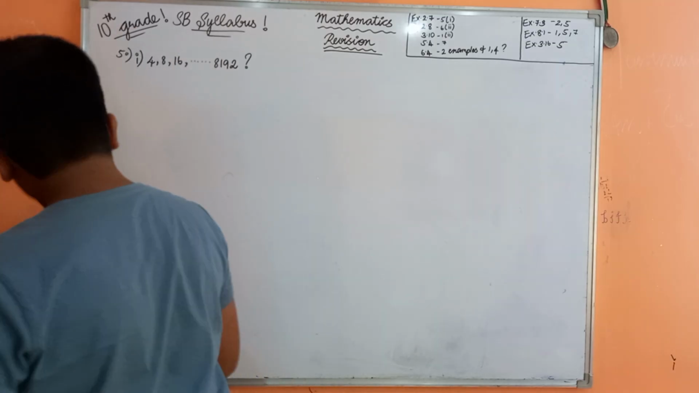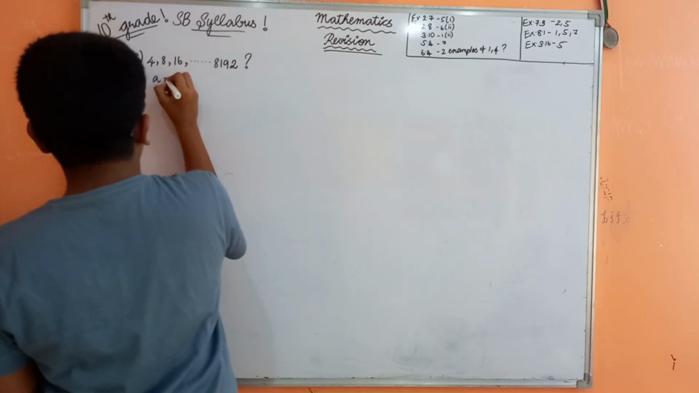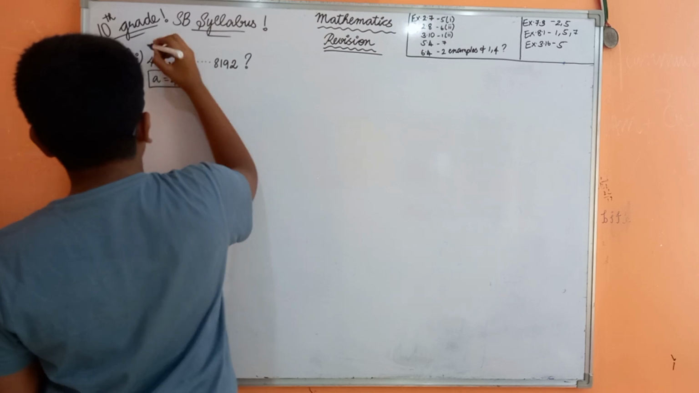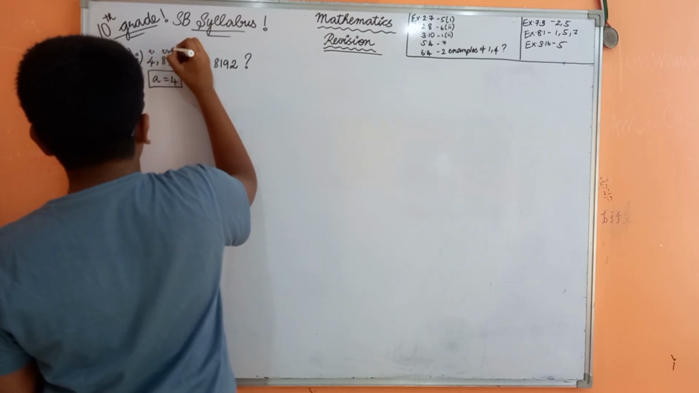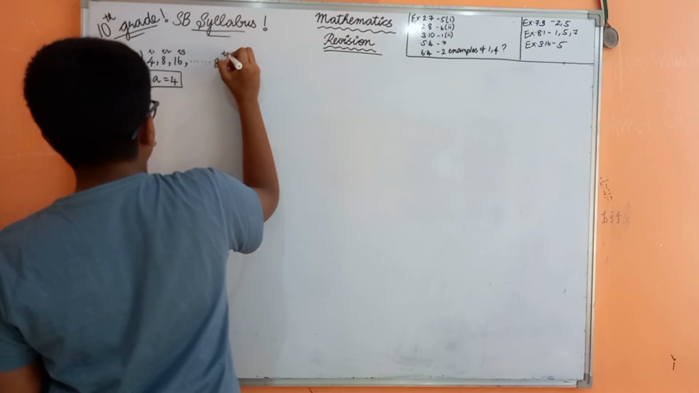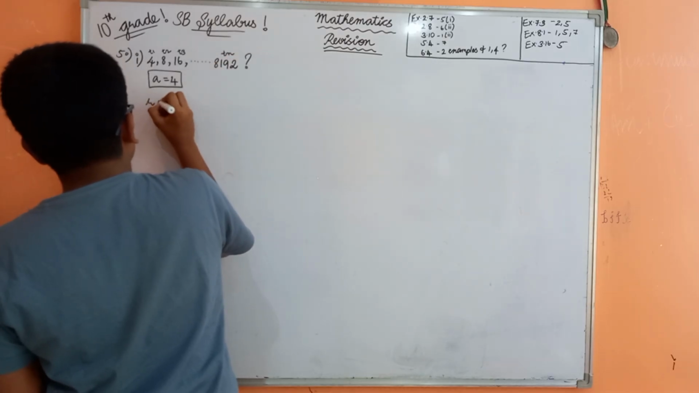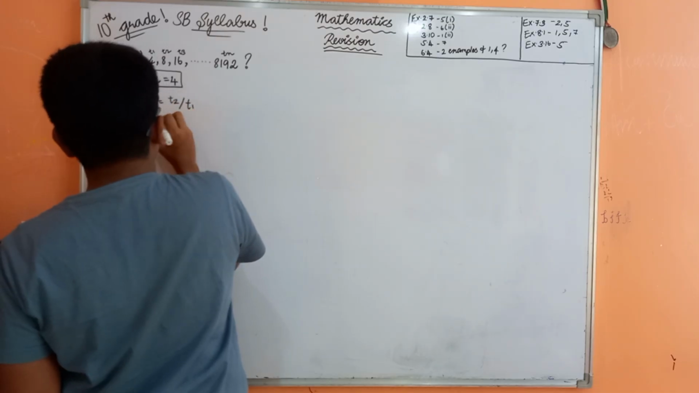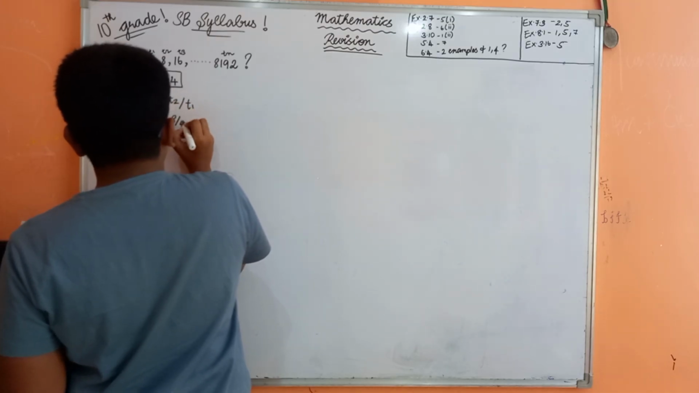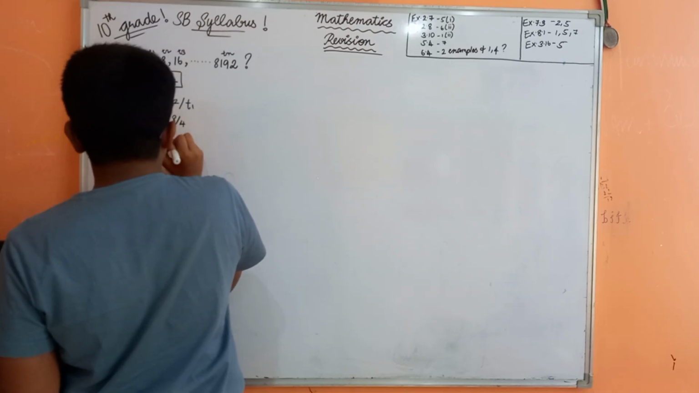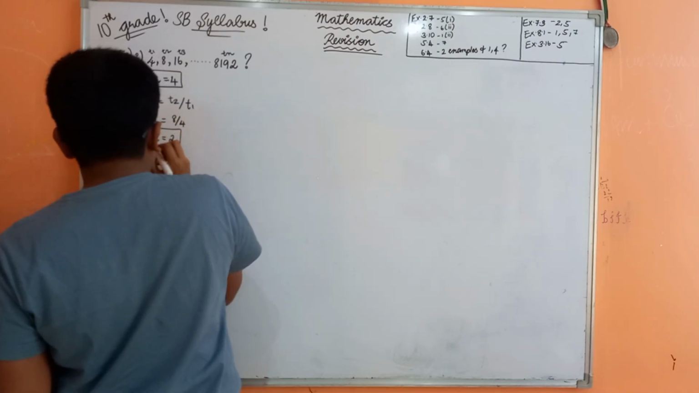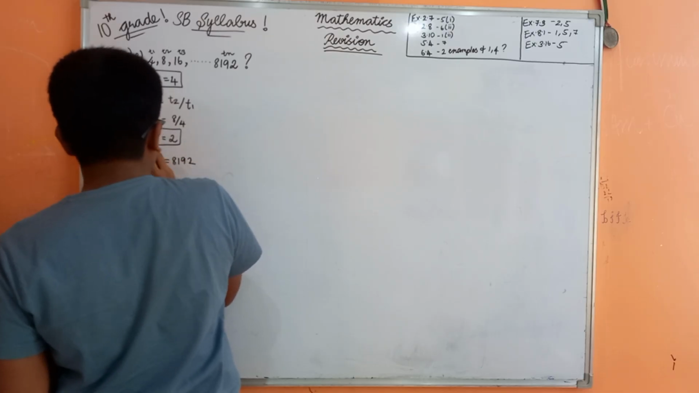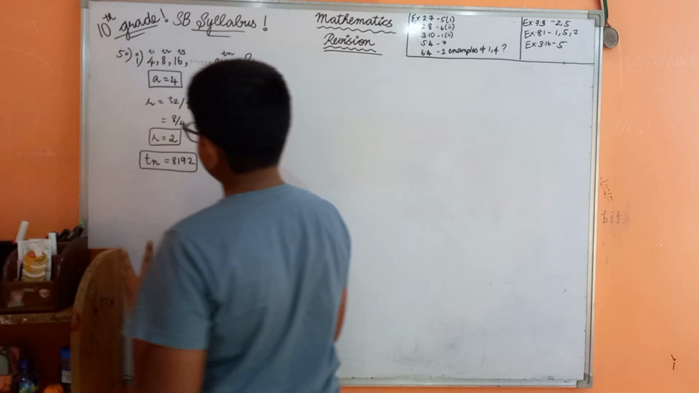So a equals 4. You put a box. And this is T1, T2, T3, and Tn. So to find r, there's a formula which is T2 by T1. T2 by T1, which is 8 by 4. We get 2 by 1, so we can just put 2. r is equal to 2. And Tn, what is Tn? 8192. So we've got to find the number of terms, which is n.